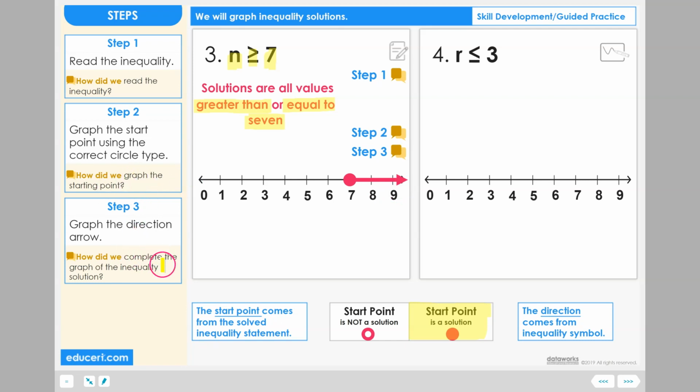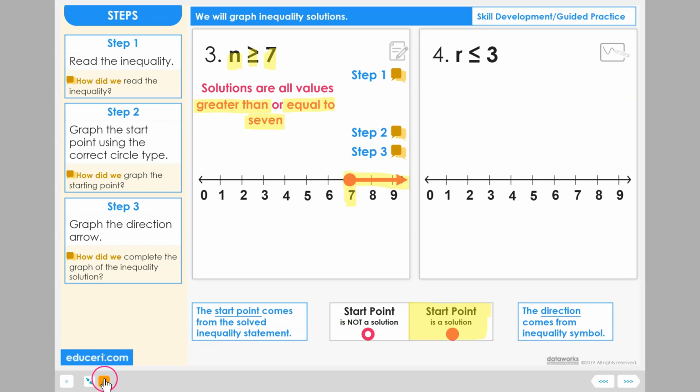How did we complete the graph of the inequality solution? After using a closed circle, because it was or equal to 7, we knew that we had to get all the values that were greater than, and so our arrow goes in the direction of the values greater than 7. The solutions are all values greater than or equal to 7.